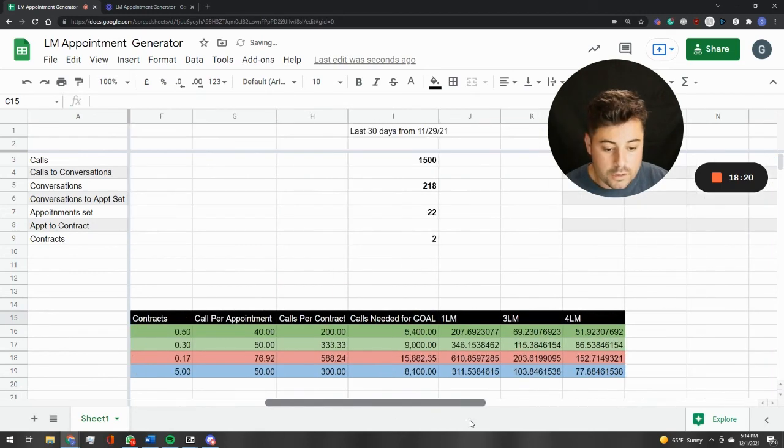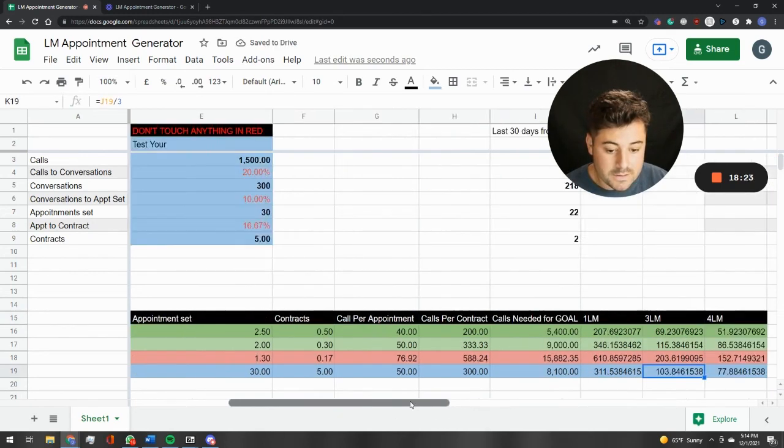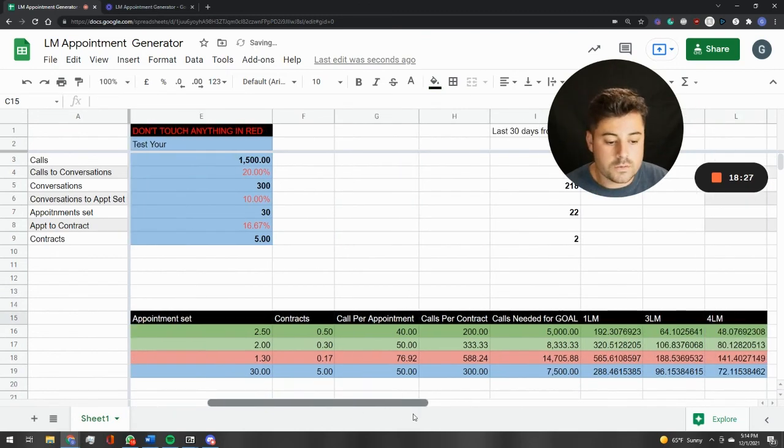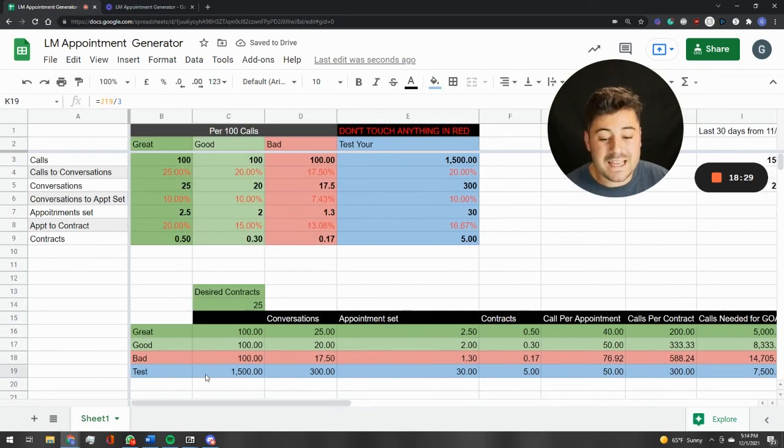No, they can't do 30 because it's 115. Again, I'm looking at the blue area over here. 27 is still a max, but let's look at 25. Let's just say 25. Right, 25, they can do 96 calls. They can get 25 contracts now by changing 2 numbers, literally 2 numbers, calls to conversations, going from 14%, and our close rate from 9% to 16%.